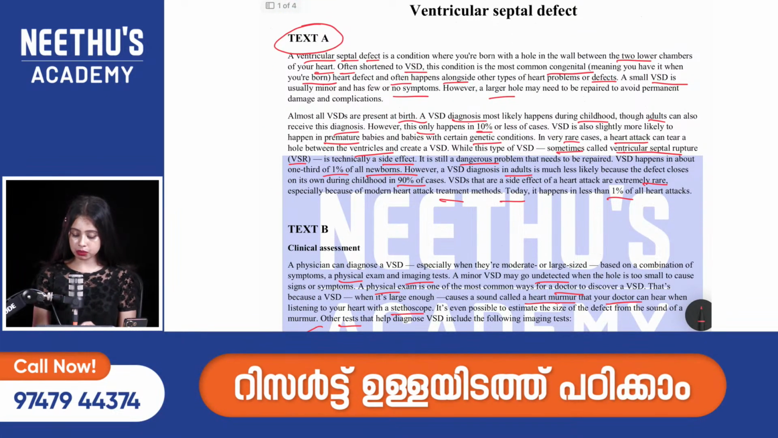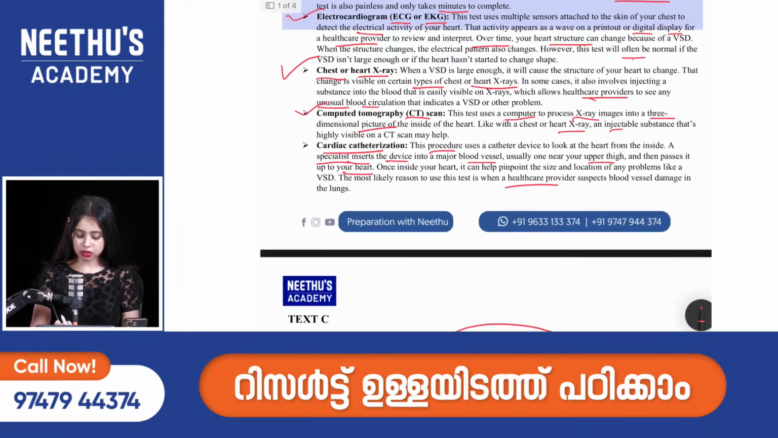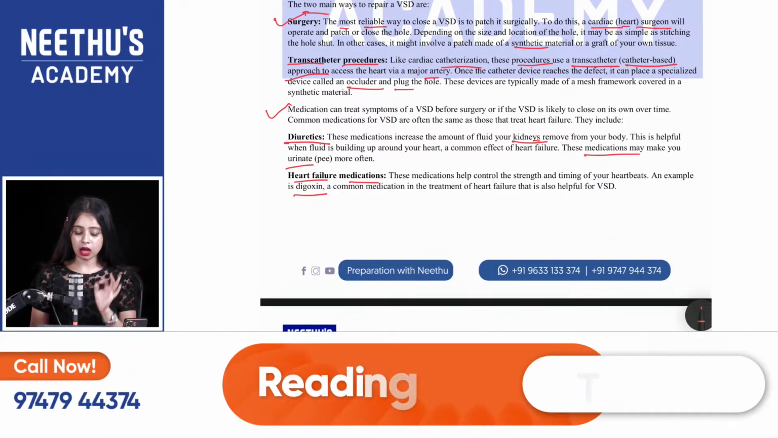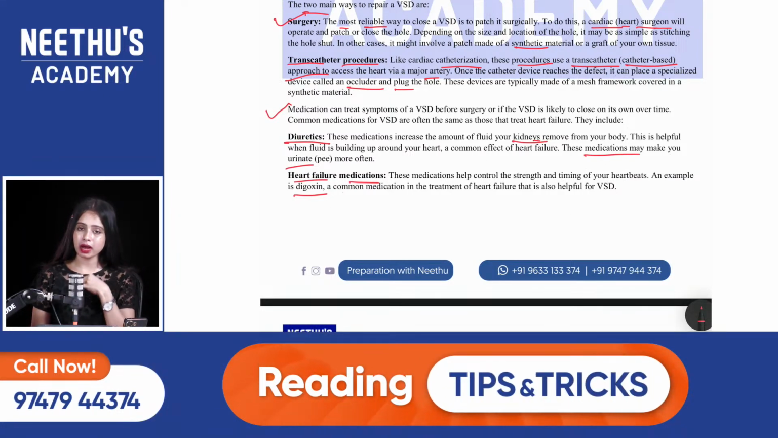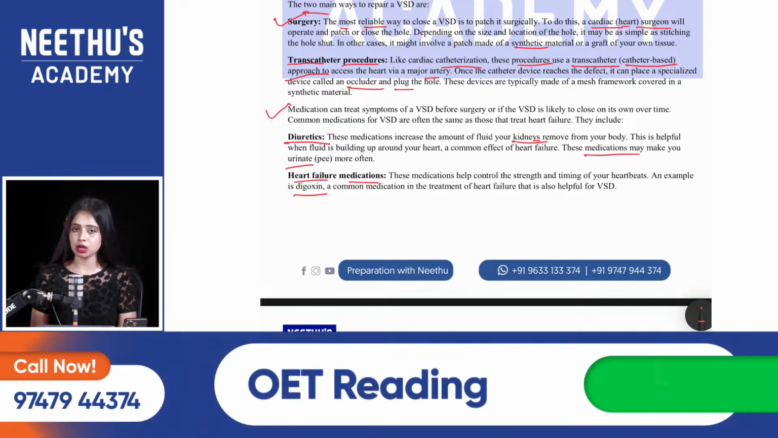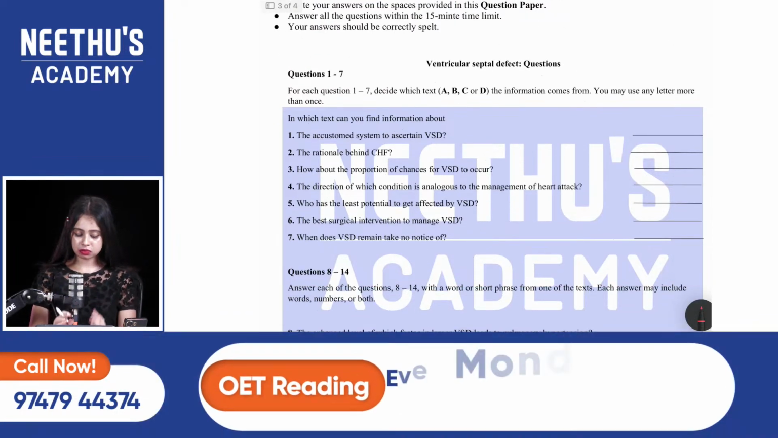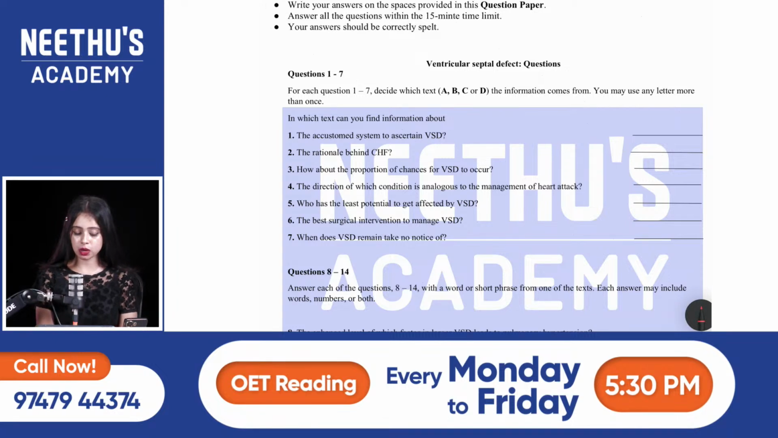So from text A, what are my keywords? Text B, what are the keywords? C, what are the keywords? And D. Okay, so let's see how my keywords will help me to find out the answers. Alright, so moving to the first set of questions, which is 1 to 7.